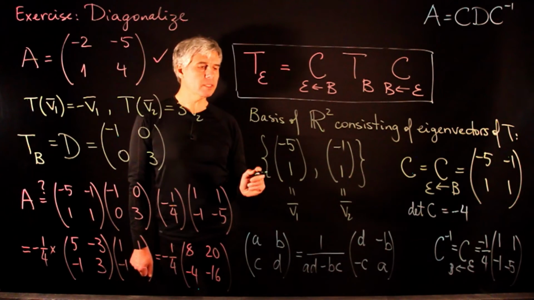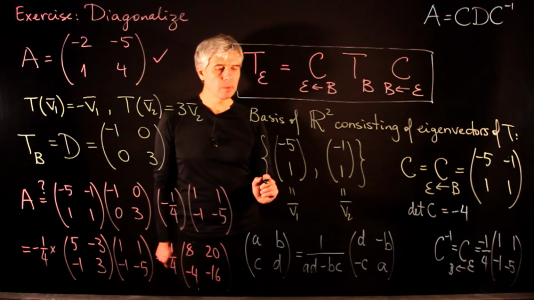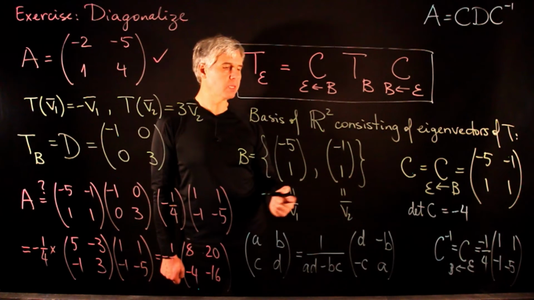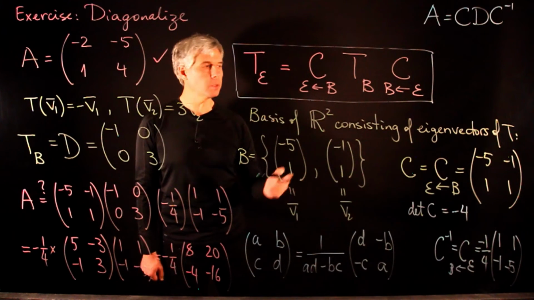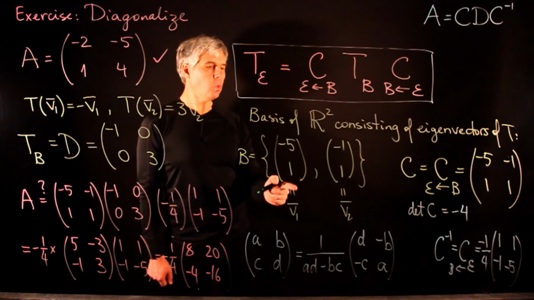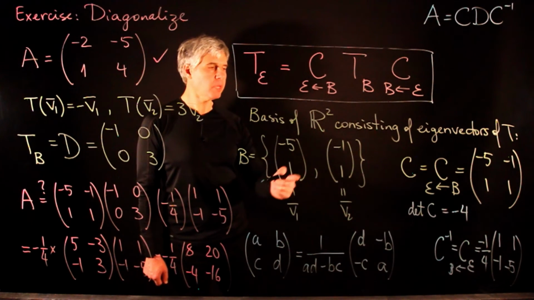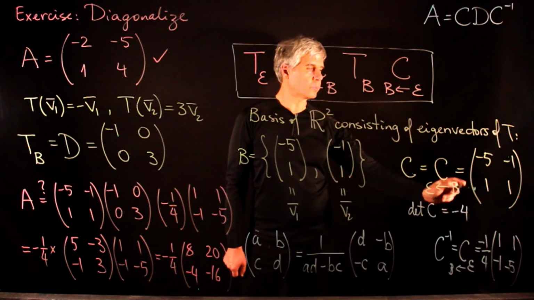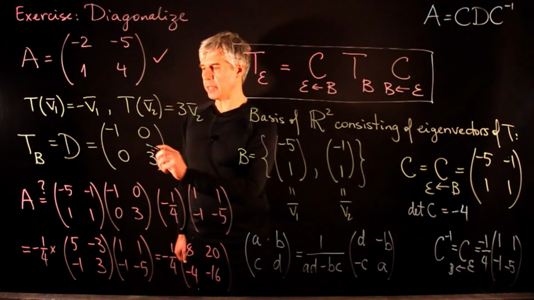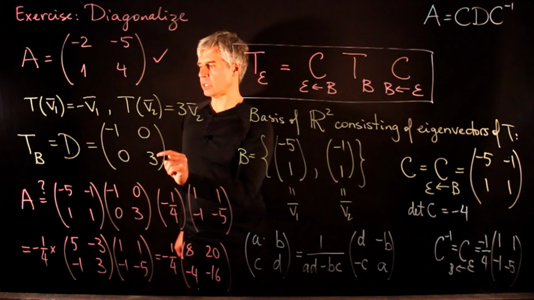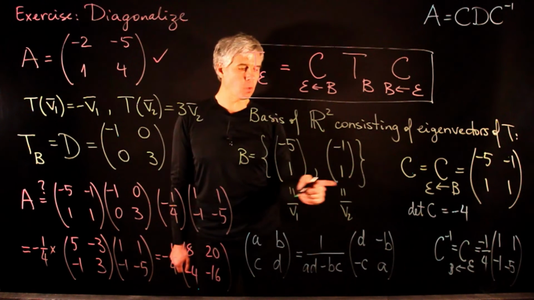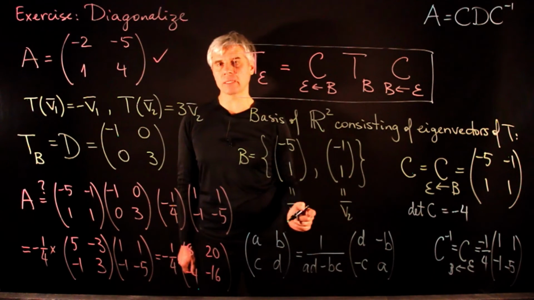Let me point out one detail where we have to be careful. When we form the bases of eigenvectors, we can put them in any order. So any order will be fine. But then we have to be consistent, because the order of vectors in these bases will determine the order of columns in the change of bases matrix. And also it will determine the order of eigenvalues in the diagonal matrix. So the order of eigenvalues must match the order of eigenvectors in these bases.